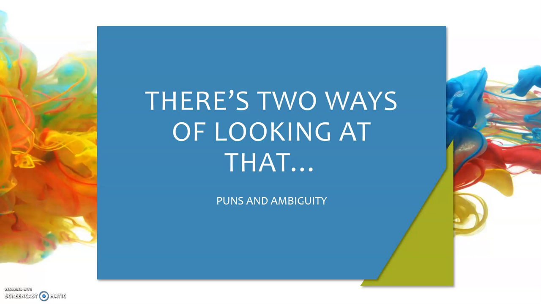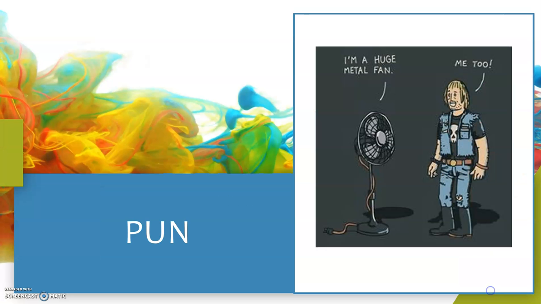So this video is going to be focusing on devices where there are two possible interpretations, namely on puns and ambiguity. So let's look at puns first. You'll see here we have an example of a pun used in a cartoon.